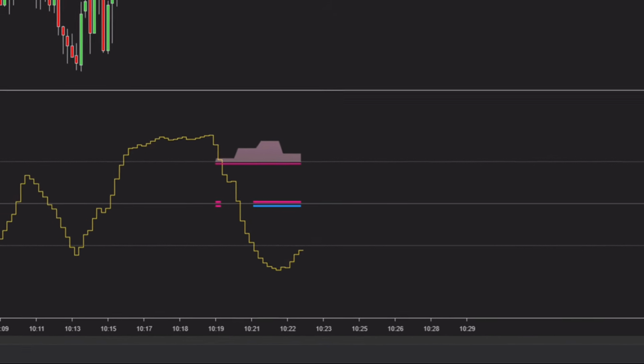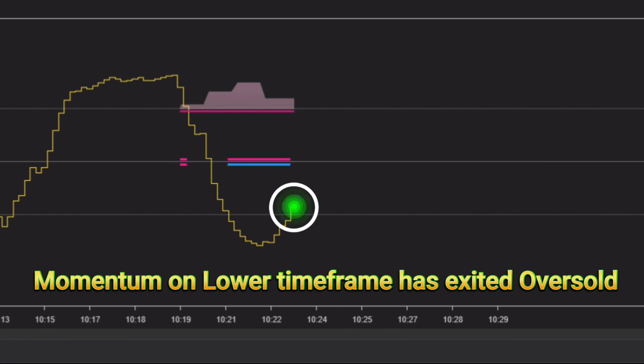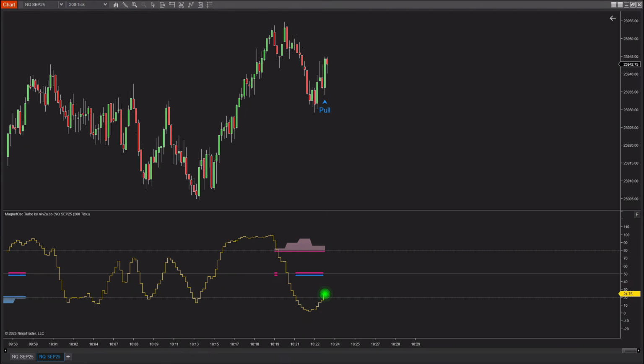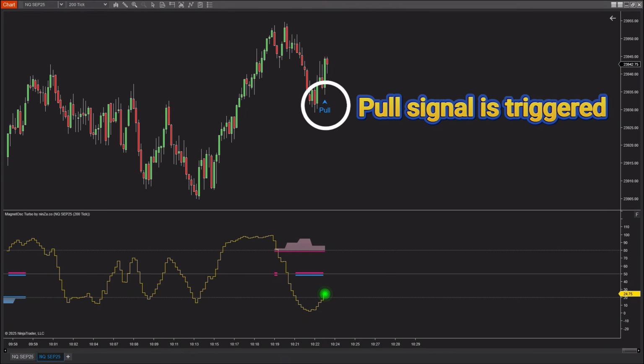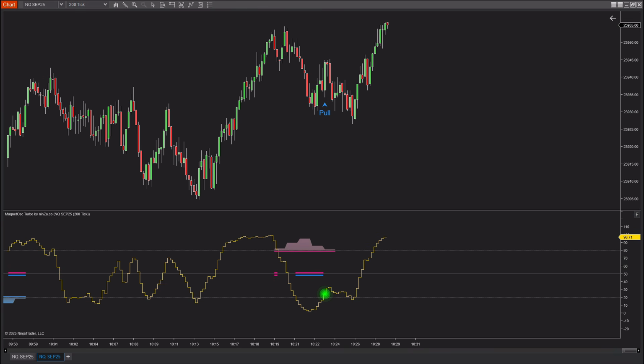There are times when the price continues to rally strongly, showing that bullish momentum is being sustained at a very strong level. So, when the higher time frame still shows strong upward momentum, and at the same time the lower time frame dips into oversold, this creates an opportunity to take advantage of the imbalance. Once the lower time frame momentum starts to move out of the oversold zone, a pull signal is formed, indicating that the market is likely to continue its upward trend.